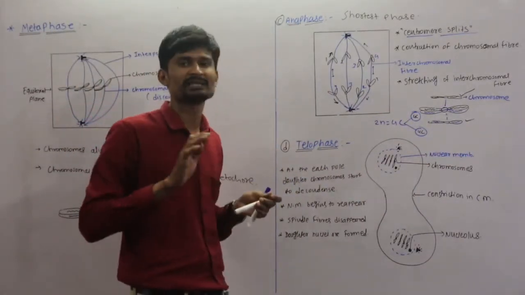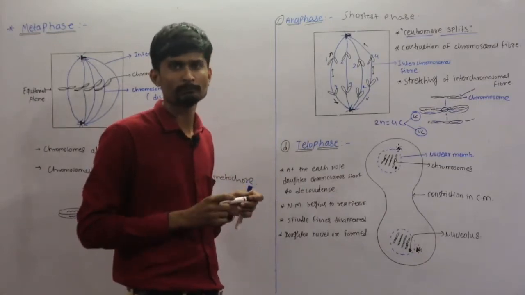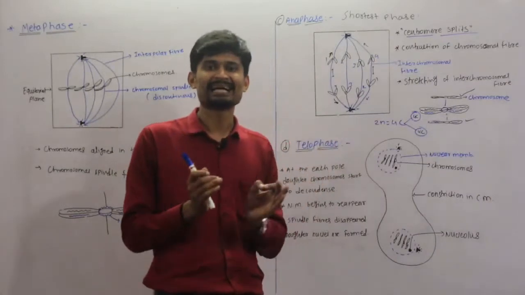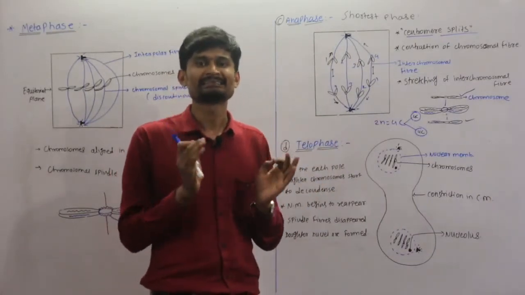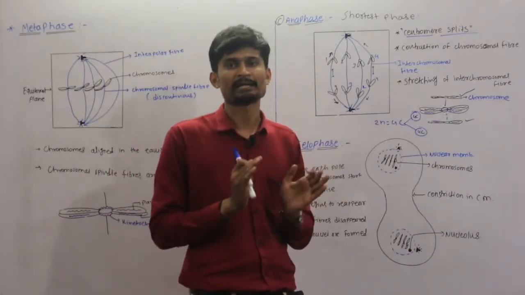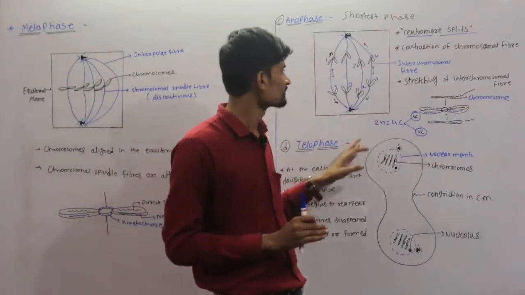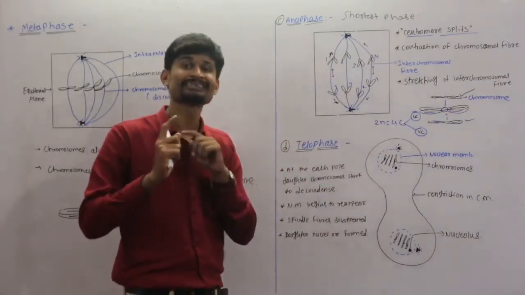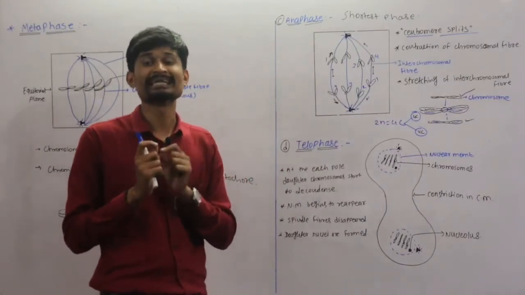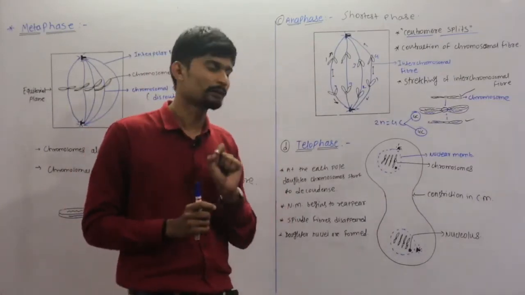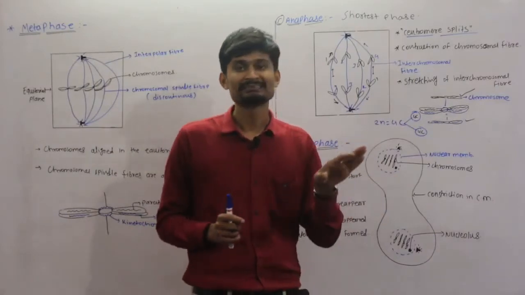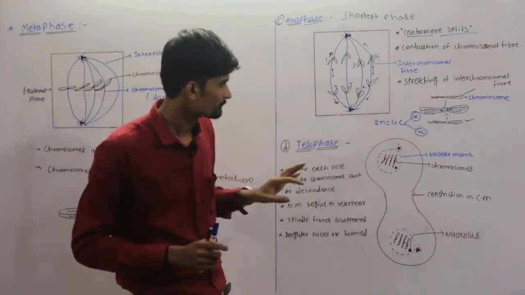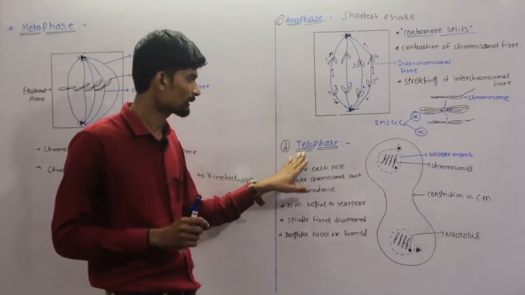In mitosis, there is no reduction of chromosome number, and that's why the two daughter cells are exactly similar. These are exact copies of their parent cell, because here there is no mixing of the genetic material, no exchange of genetic material between any chromosomes. That's why these are exact copies of their parent. So in telophase, what happened?